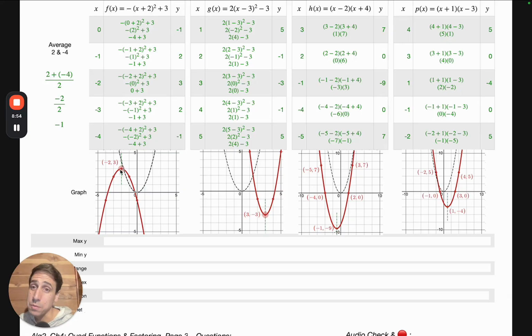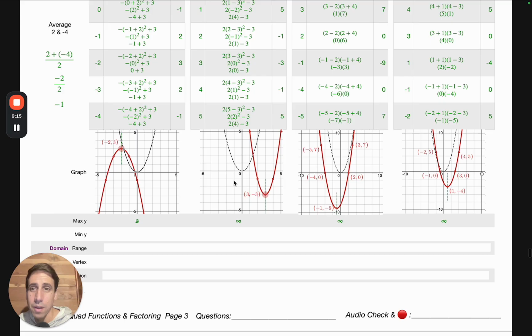Here, the maximum y value doesn't go up to +infinity. As high as it goes is 3. On the table, we can see it goes up to 3. On the graph, we can see the highest is 3. So I'm going to say the maximum here is 3. Here, the y values just keep on going up and up and up. So the maximum y value is infinity. And that's true for all three of these graphs, infinity.